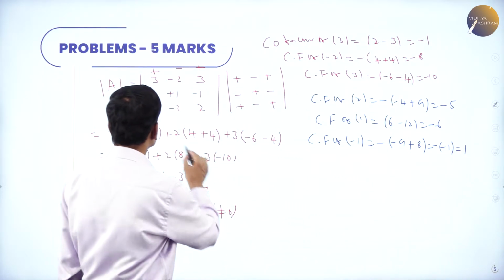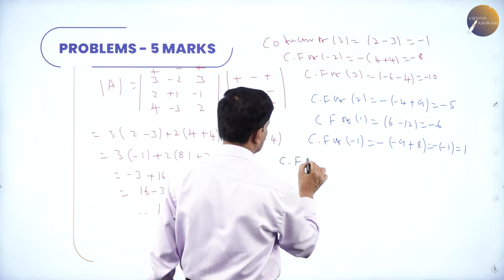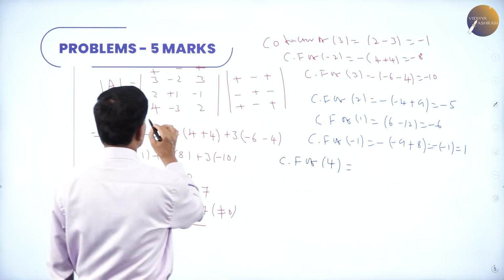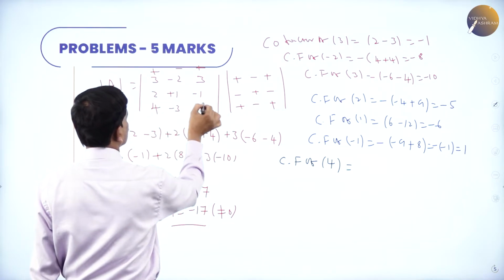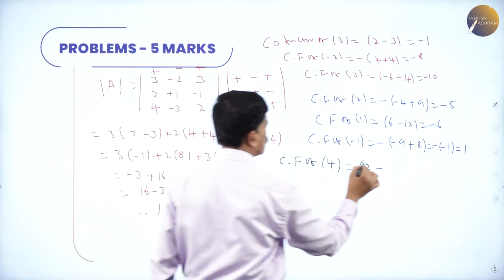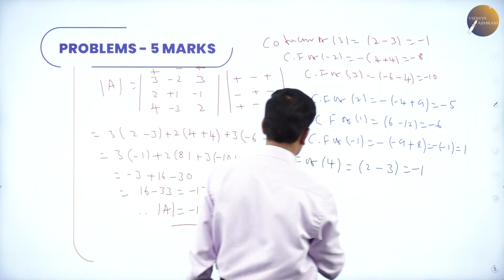Now let us come to this last row. Cofactor of 4. This row and column is deleted. Minus 2 1s are 2. Minus into minus plus 2 1s are 2. Minus 1 3s are 3. So this is equal to minus 1.